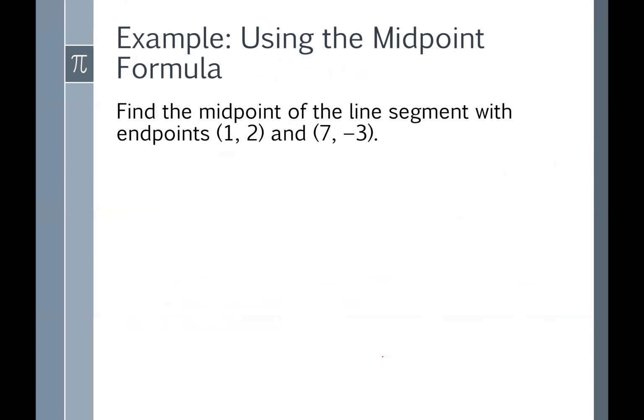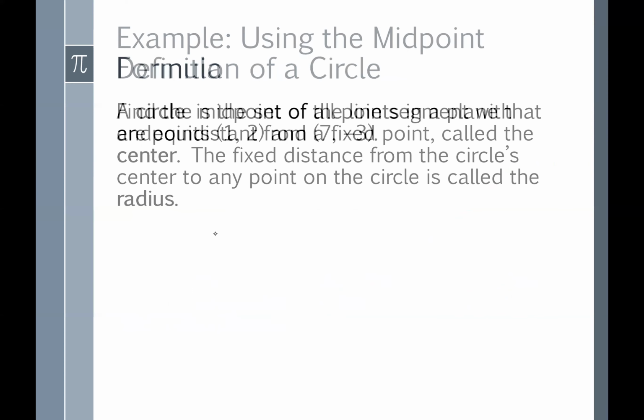So let's find the midpoint of the line segment connecting the points 1, 2, and 7, negative 3. And again, I'm just going to give my points a label.